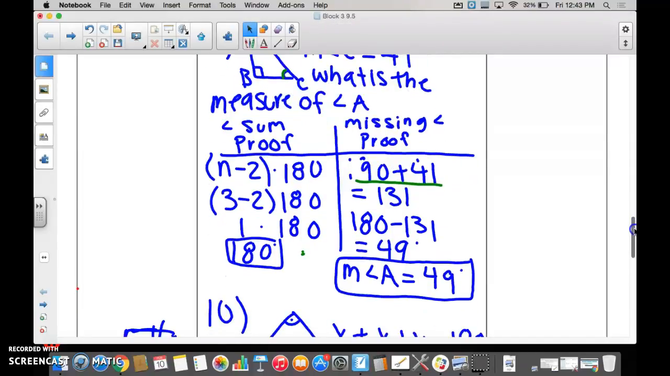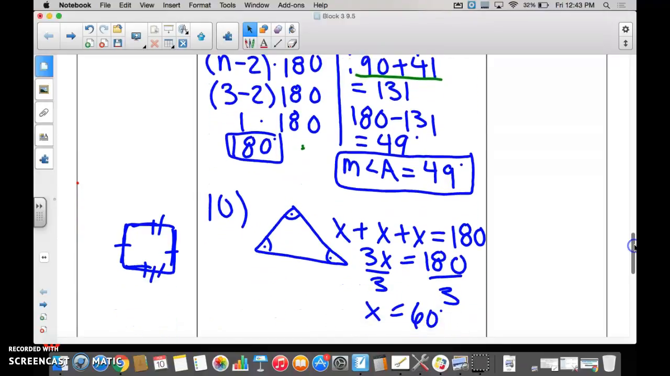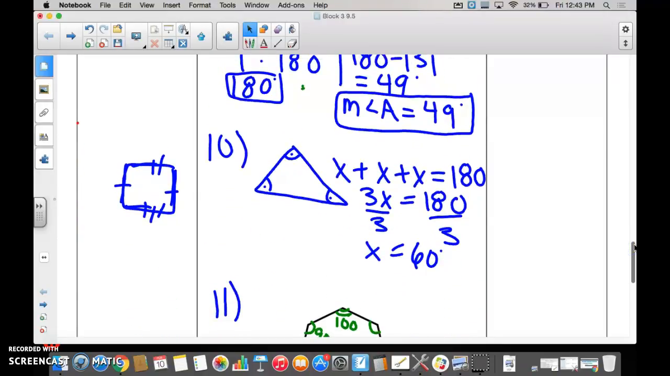We did another example, right? If we didn't have anything except that our angles were congruent here, all three were congruent, so we had to do a little bit of algebra to figure it out.